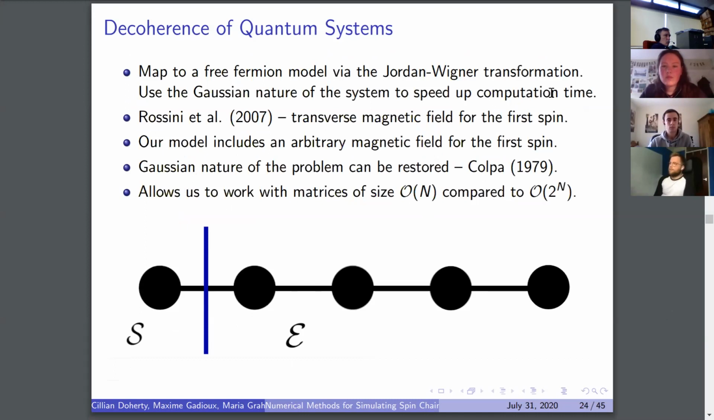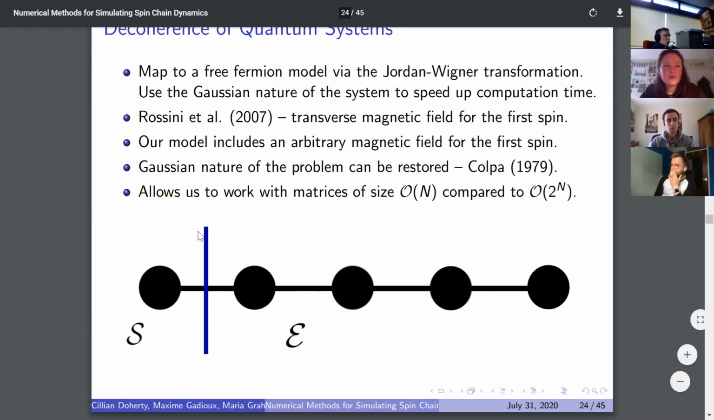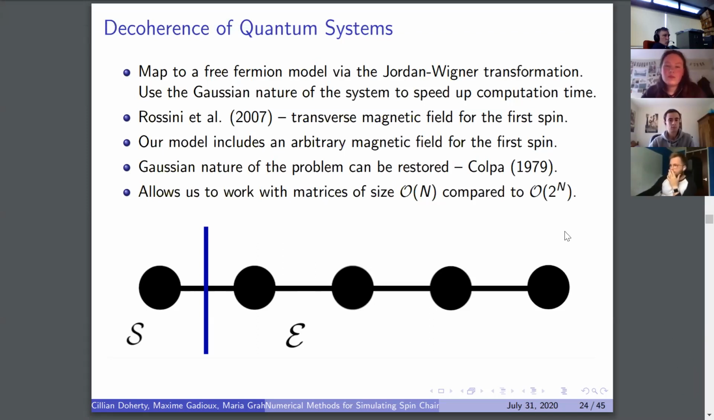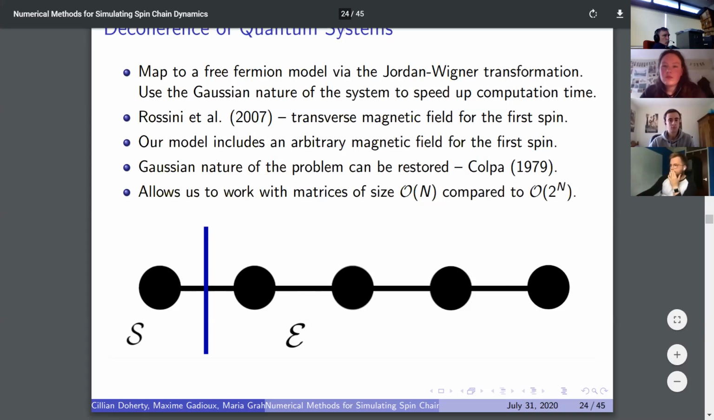This has been done, or a similar thing has been done by Rossini et al. They considered a transverse magnetic field acting on the first spin. What we do beyond that is we include an arbitrary magnetic field for the first spin. So we can also have X and Y components of the magnetic field here. We'll see later that this seems like it destroys the Gaussian nature of the problem, but this can be restored due to a trick from a paper by Culpa, and I'll explain all this more later.